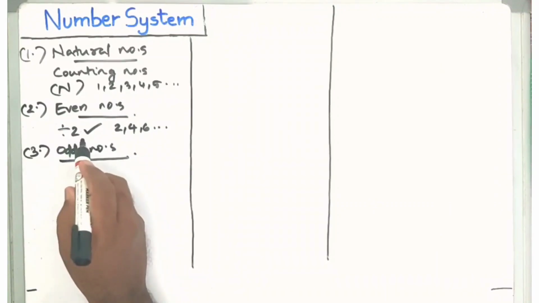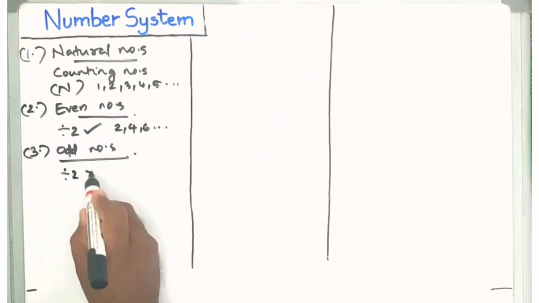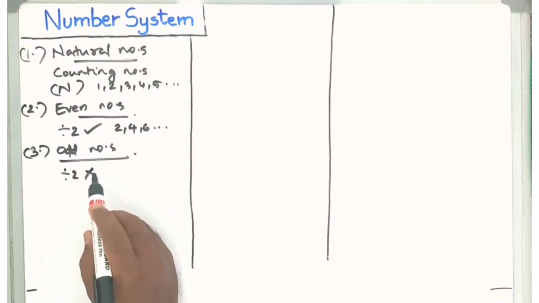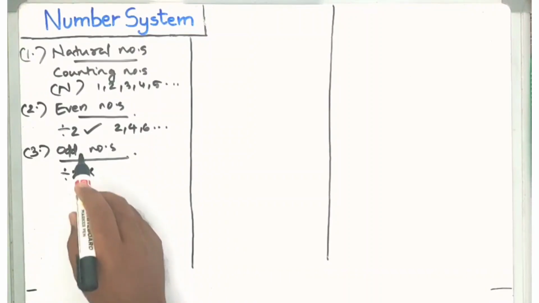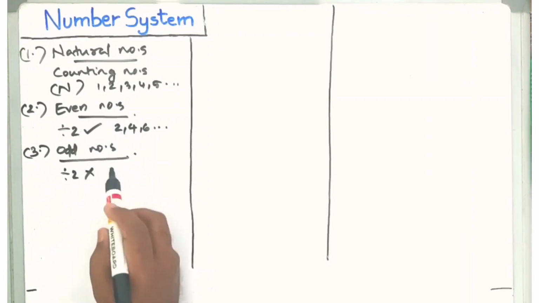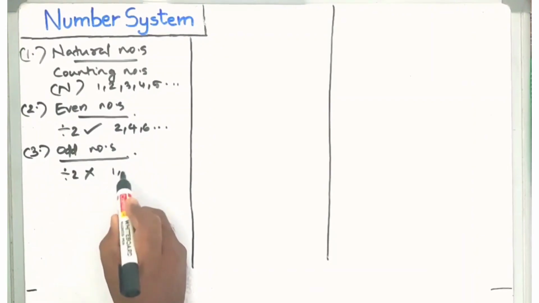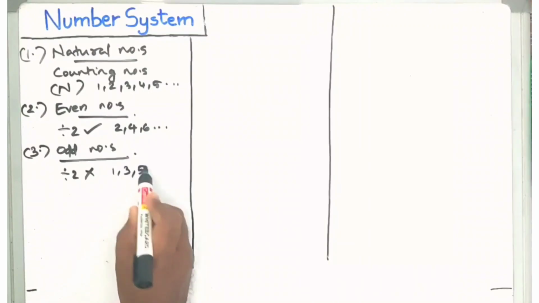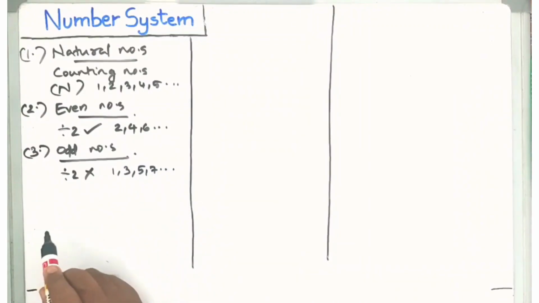Then odd numbers. It is the set of all natural numbers which are not divisible by 2. Or there is another definition: all natural numbers which are not even numbers are odd numbers. Got it? They are 1, 3, 5, 7, etc.